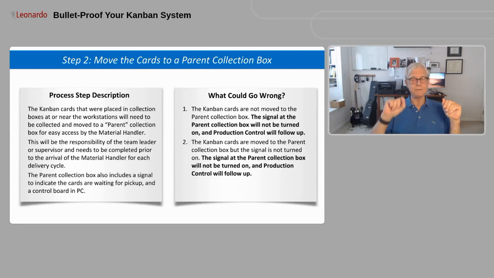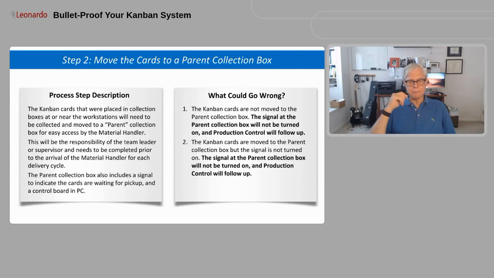If those lights are off, that would be a trigger or a signal for production control to get on the phone. They know what the area is, call the team leader or call the supervisor and say, hey, we're about to launch the next delivery cycle. Where are your cards? And hopefully the team leader will then respond, right? Get the cards, put them in the collection box, and turn the light on. So that allows us additional follow-up because we don't want the tugger driver to show up to pick up the cards and they're not there. Okay, so it allows us to follow up.